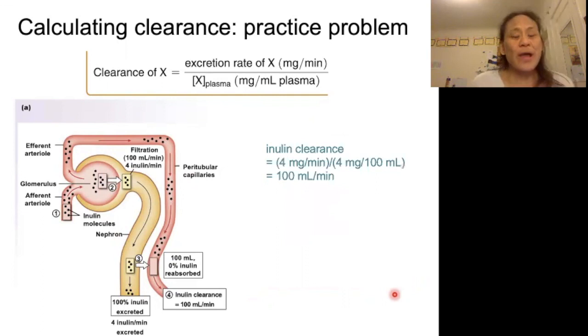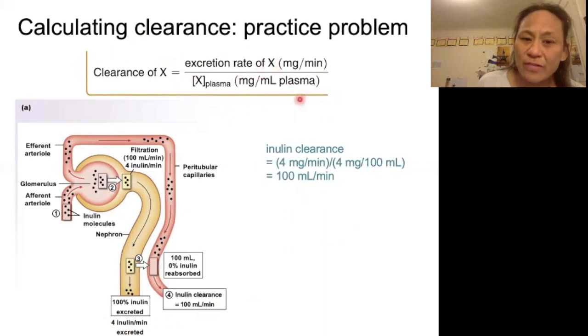Okay, so hopefully you were able to determine that inulin clearance is 100 milliliters per minute. Let's go over how we arrived at that number. Remember that clearance of inulin is equal to the excretion rate of inulin, which is 4 milligrams per minute, right? So 4 inulin per minute down here, divided by the plasma concentration of inulin, which we know from here was 4 milligrams per 100 milliliters, okay? And that comes out to 100 milliliters per minute.